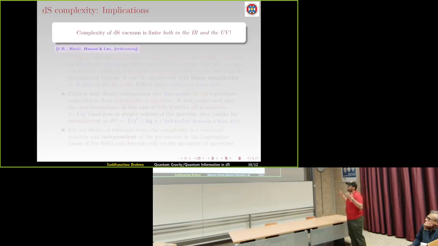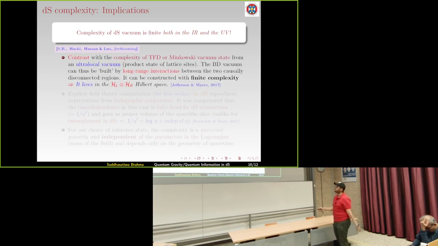What we find is the complexity of this de Sitter vacuum is finite both in the UV and IR. The UV part is not that surprising because we are considering entanglement between, these are long-range interactions between parts of space-time which are disconnected from each other. Contrast this with the complexity of the Minkowski vacuum of this thermofield double when you compute it from this ultra-local vacuum. When you put QFT on a lattice and you compute this complexity, that's a divergent quantity. However, this one is finite, which means that although this L and R vacua don't live in the Hilbert space of de Sitter, this Bunch-Davies vacuum, which is of course a bulk state, lives in this H_L tensor H_R Hilbert space, and I can construct it with finite complexity.